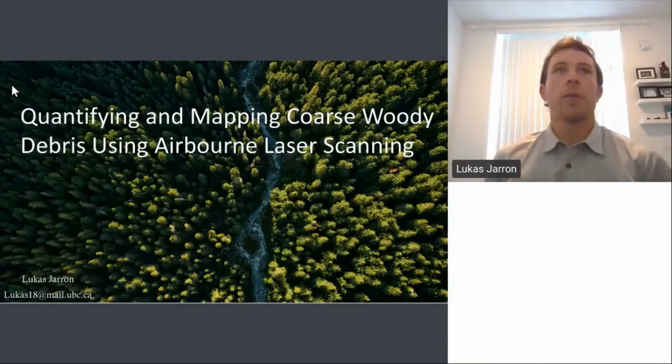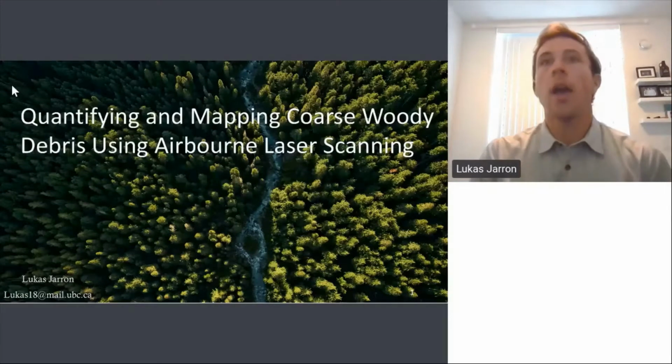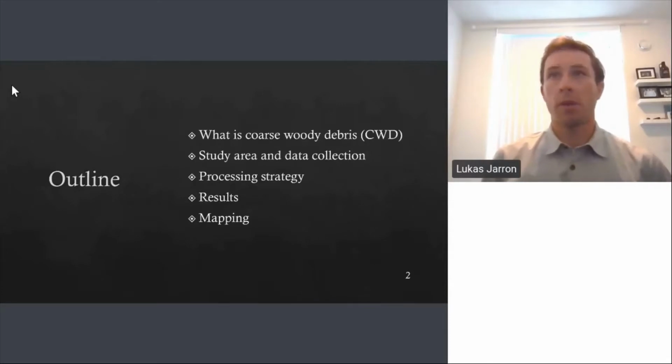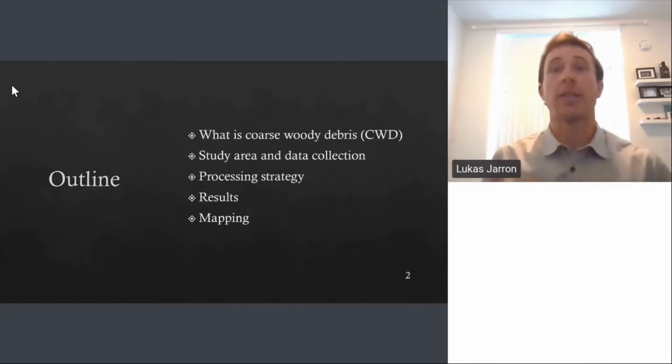I'm going to be talking about one of my more recent projects, which focuses on quantifying and mapping coarse woody debris using airborne laser scanning. So a quick overview of some of the things I'm going to go over. I'm going to talk about what coarse woody debris actually is and why it's important. I'll go over my study area a little bit and how I collected my data, the actual processing strategy that I went through to detect the coarse woody debris, and then I'll go over my results, and then how I expanded these results to make a few maps of my study area that show where the coarse woody debris is and how much there is.